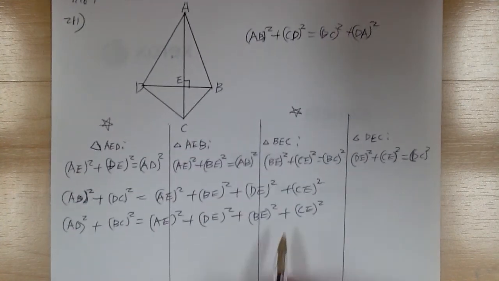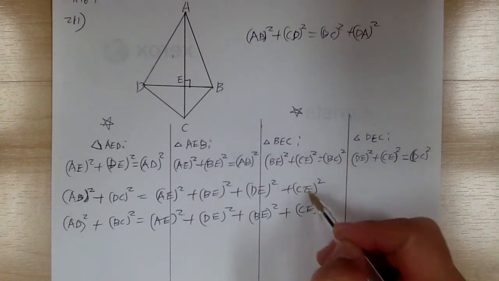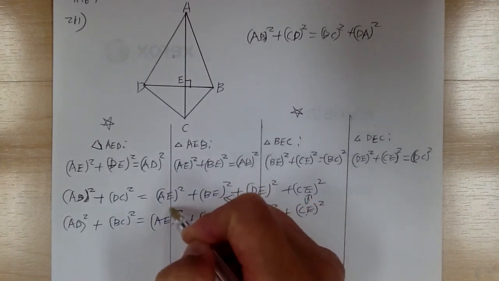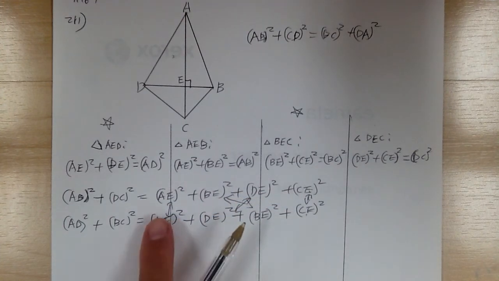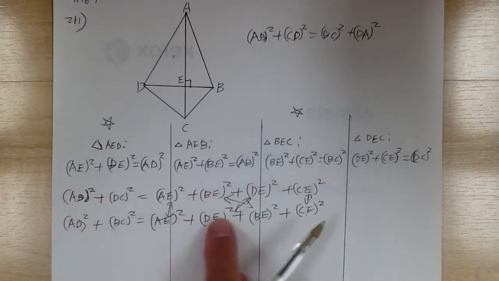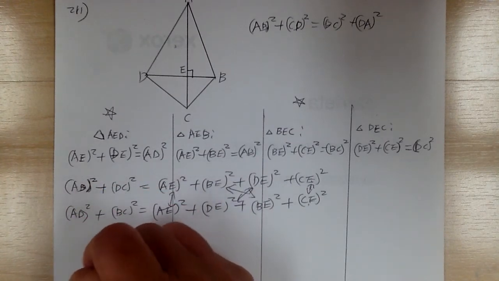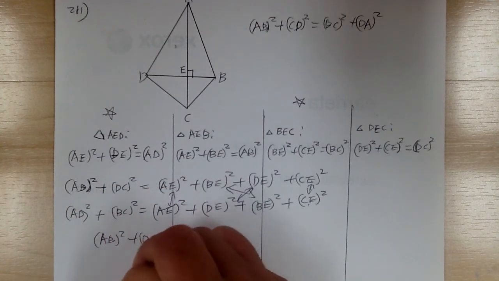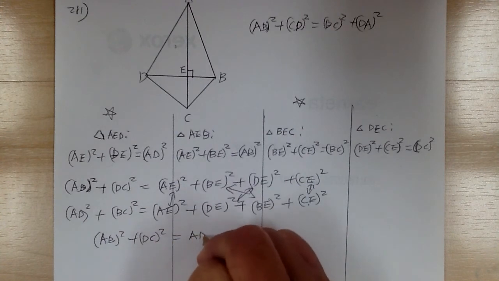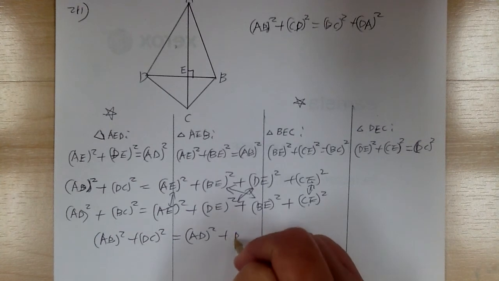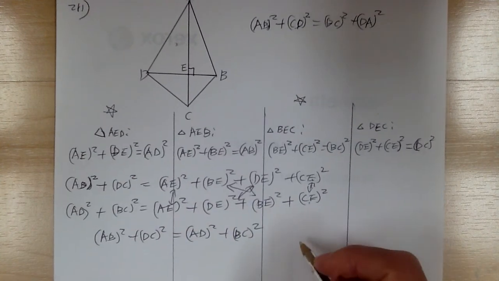So by comparison, you see this matched with these. These two match, these two match, these two match. So you can see that this equal to that, this equal to that, and they are equal. Therefore, AB squared plus DC squared equal to AD squared plus BC squared.